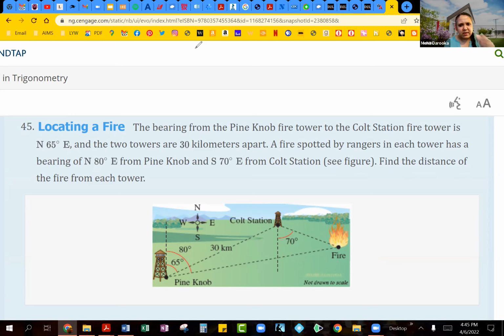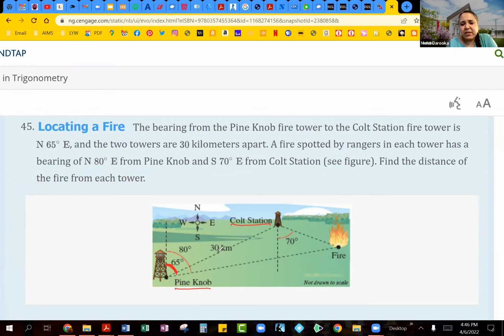All righty, so this one is talking about the bearing from Pine Knob Tower. So here's the Pine Knob Tower. The bearing toward the Coal Station Tower is north 65 degrees east. Now remember, your bearings are always done with respect to the north-south line. Air navigation is a little bit different, but on water and on land, we use the north-south line. So we're talking about from the north line, it's 65 degrees going east. You can see that's the 65-degree angle right over here.